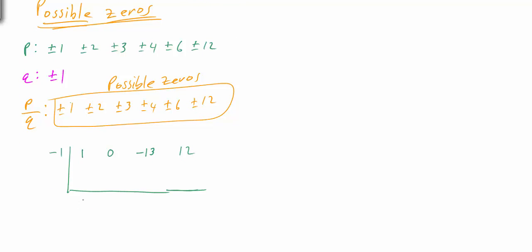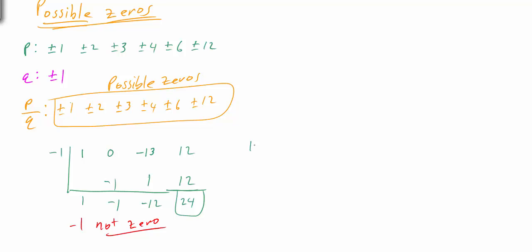Well, we bring the 1 straight down. -1 times 1 is -1. 0 and -1 is -1. -1 times -1 is 1. And then we have -13 and 1 is a -12. -1 times -12 is a +12. And 12 and 12 equals 24. So therefore, because we have a remainder, -1 is not a zero. So at that point, we would go back and we'd pick another number.